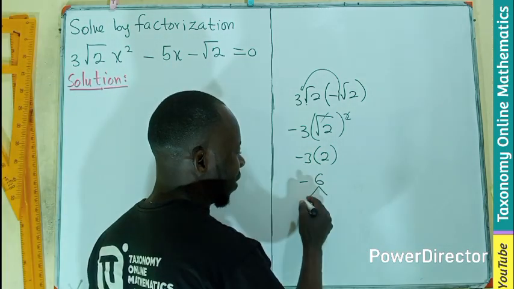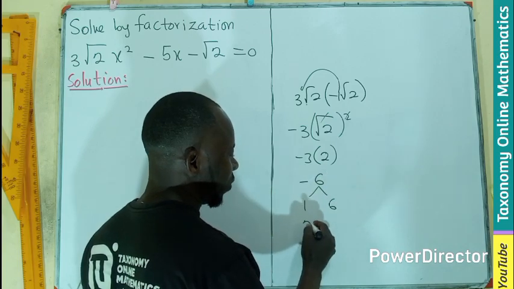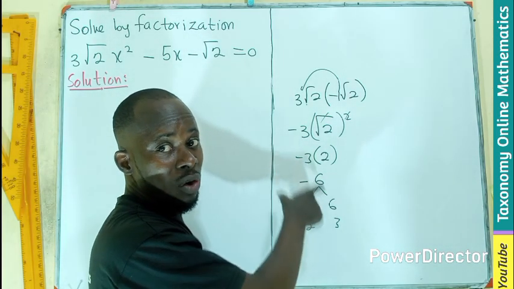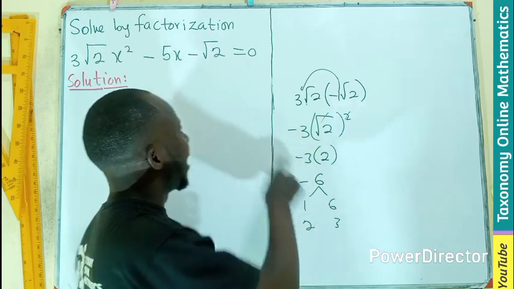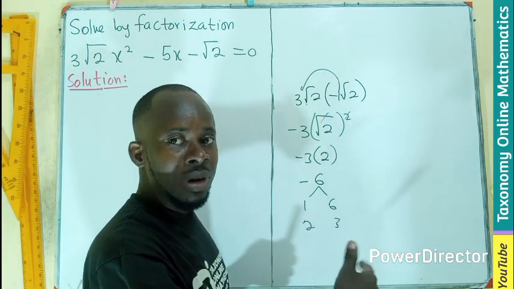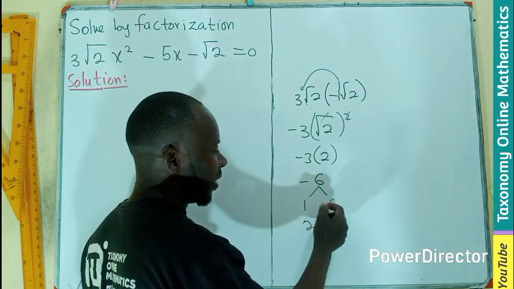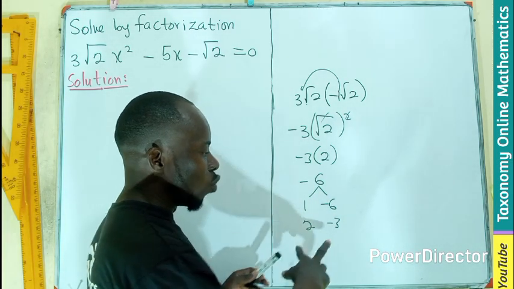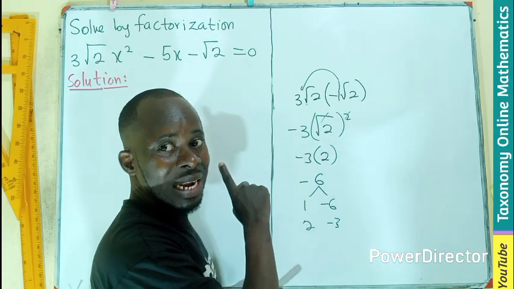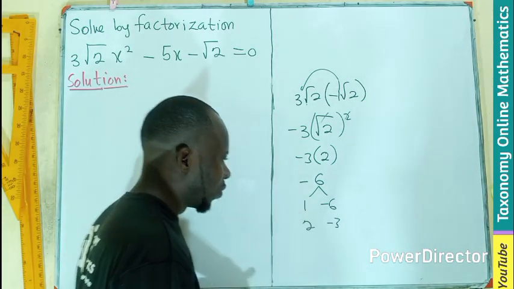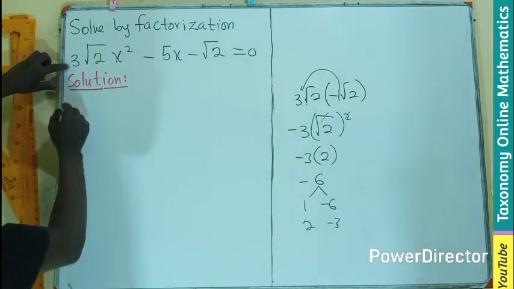So let's look at the factors 1, 6, 2, and 3. When this is negative, it means one of the factors must be negative. And this is also negative, meaning that the biggest factor will be negative. So comparing, this is bigger. Now, in which of them, when you add, will you get a minus 5? I think this is the only way you can get a minus 5. So I am going to rewrite the equation.